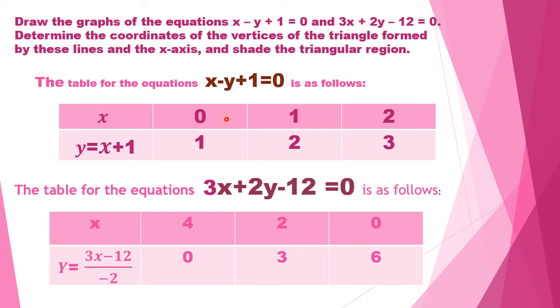I have taken three random values of x and I got the respective values of y. Here it is an easy one because the values of x are 0, 1, 2, meaning they are in ascending order. Similarly, we get the values of y as 1, 2 and 3, which are also successive values of y.